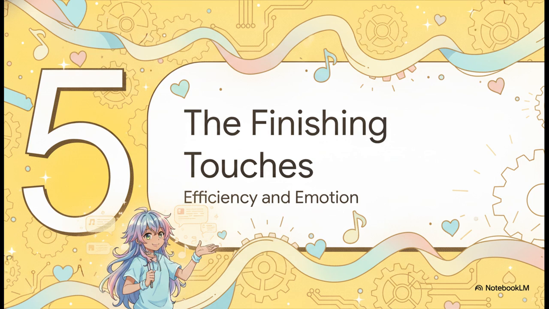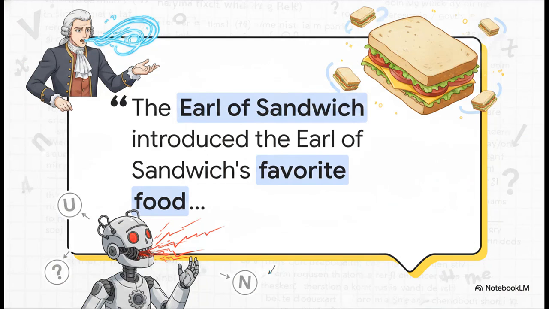Section 5. Efficiency, emotion, and specificity. The finishing touches. We need specialized tools to streamline our sentences, clarify exactly what we mean, and honestly, to inject some human emotion into our writing. Just imagine how totally maddening language would be without tools for efficiency. I mean, read this quote.